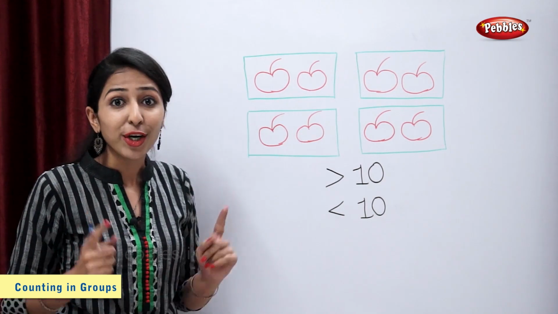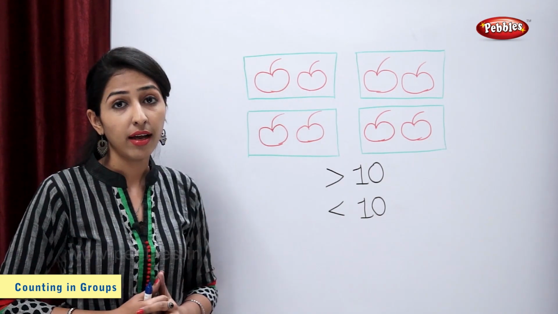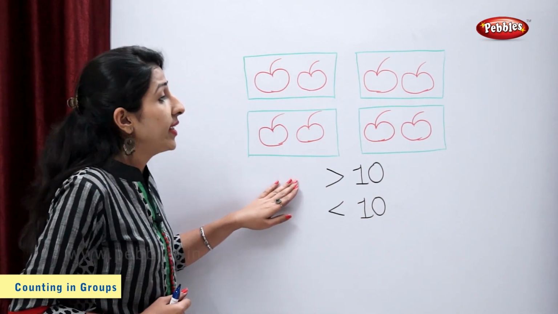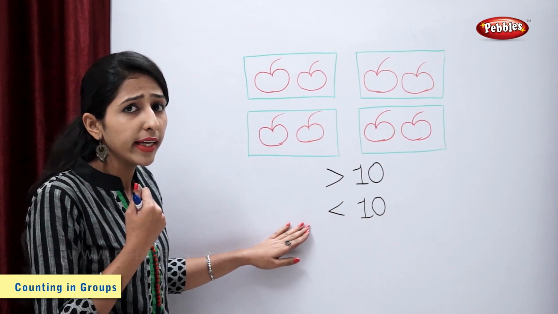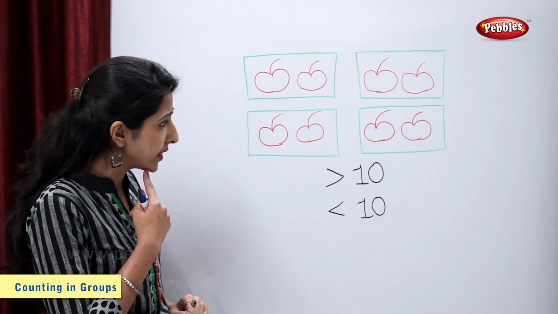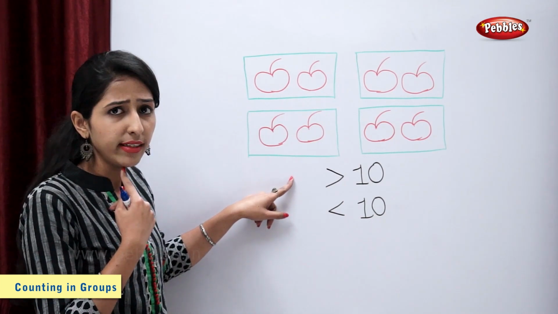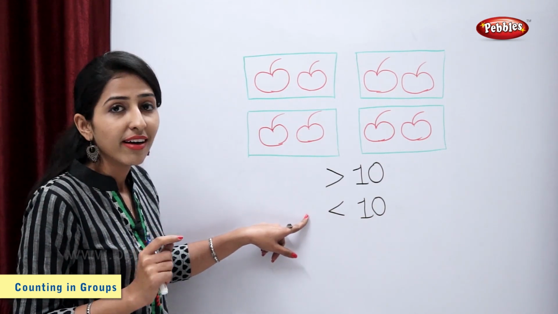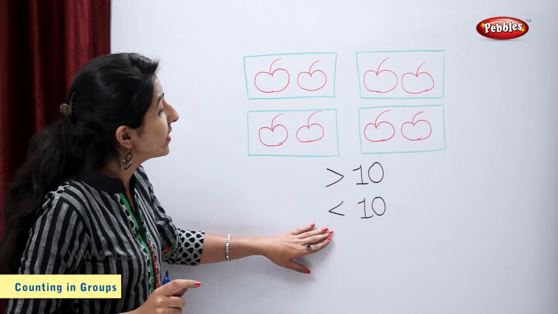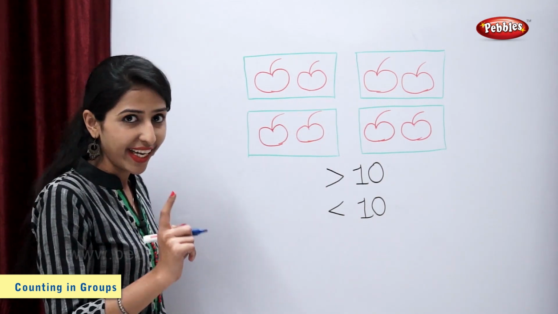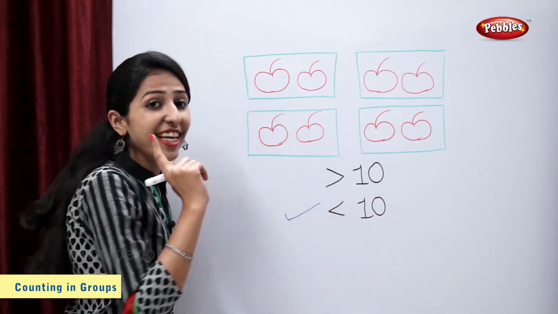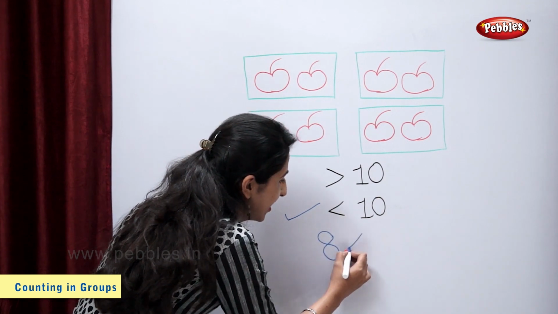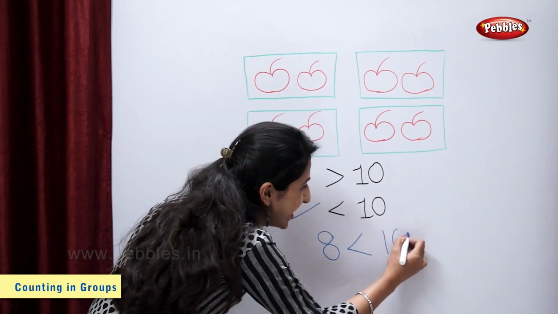So there are total 8 apples. Tell me students, 8 is more than 10 or less than 10? 8 more than 10? No. Correct. 8 is less than 10. So our correct answer is less than 10. So 8 is less than 10.